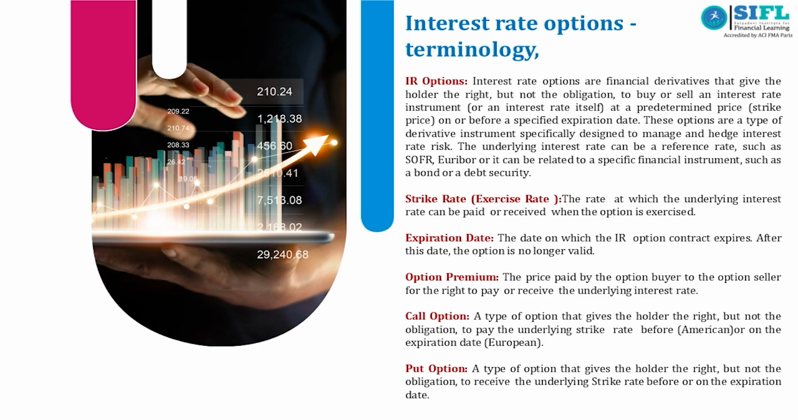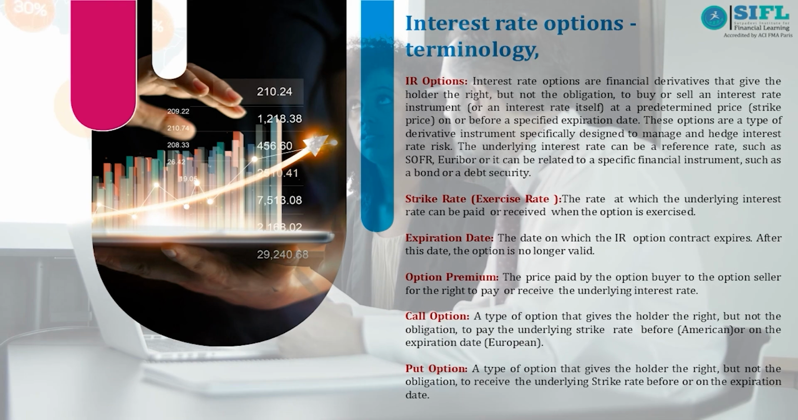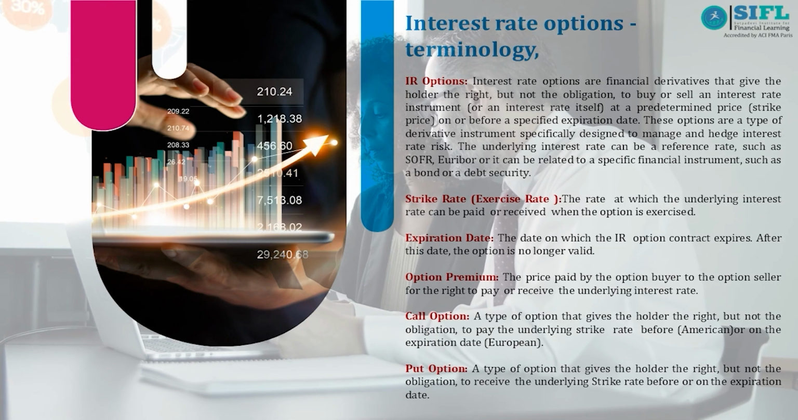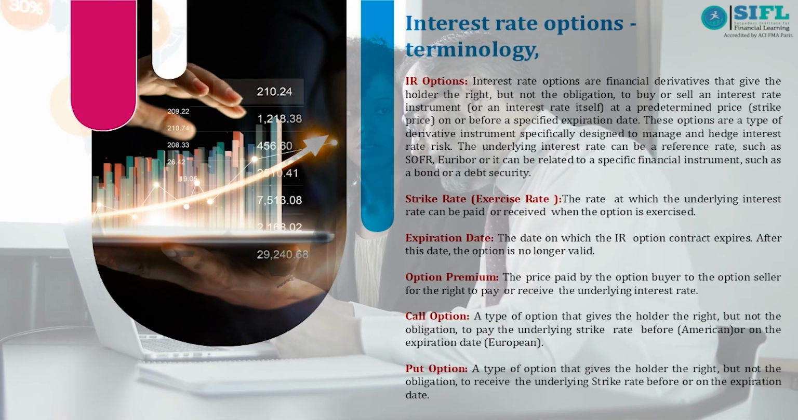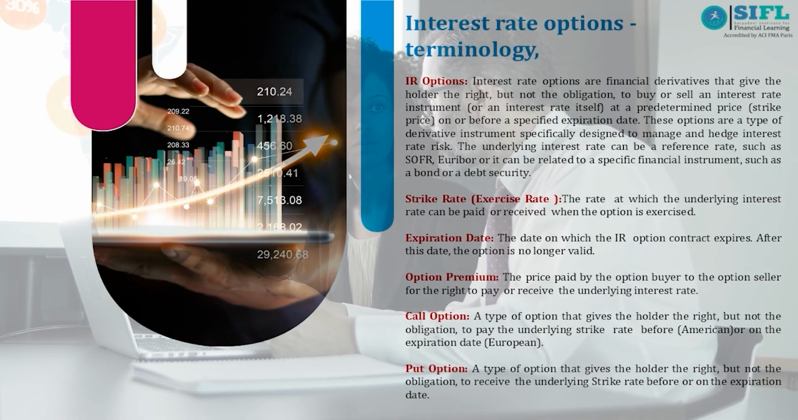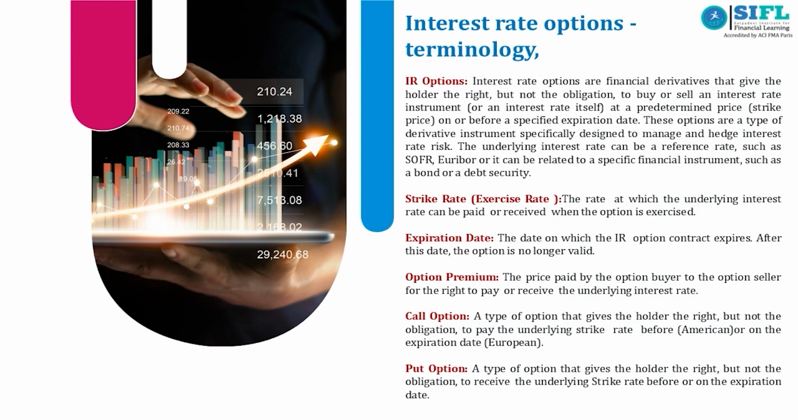1. Strike rate, or exercise rate. The strike rate or the exercise rate is the agreed interest rate in the option contract at which the interest can be received or paid if the option is exercised. If you hold a call on an interest rate, or a pay fixed option, exercising means you pay the strike rate and receive the market floating rate, helpful when market rates rise above the strike. If you hold a put on an interest rate, or a receive fixed option, exercising means you receive the strike rate and pay the floating rate, helpful when market rates fall below the strike.